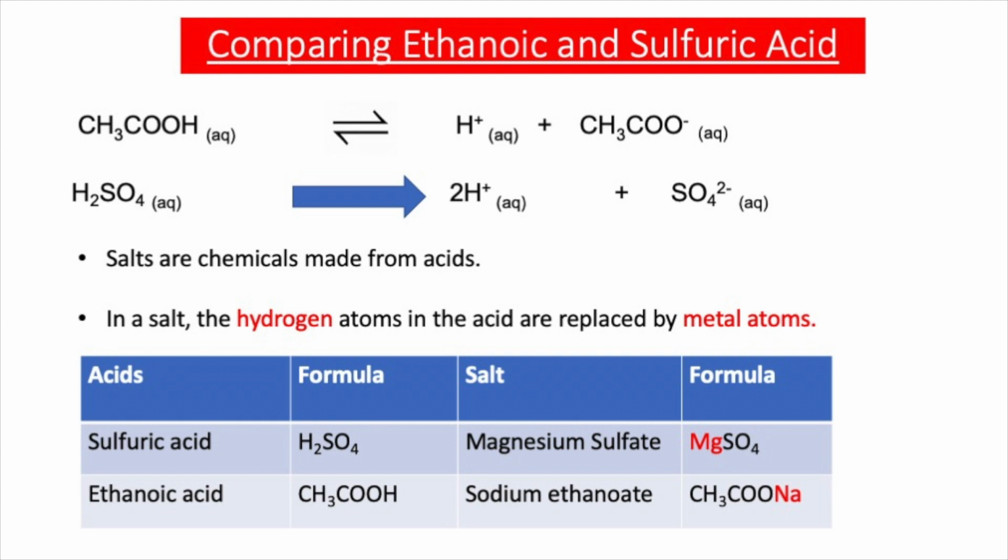With ethanoic acid, the chemical formula is CH3COOH. The salt we'd form, if we reacted it with, say, sodium oxide or sodium carbonate, would be sodium ethanoate. And the formula of this would be CH3COONa. Once again, we've replaced the hydrogen in the acid with a metal atom.